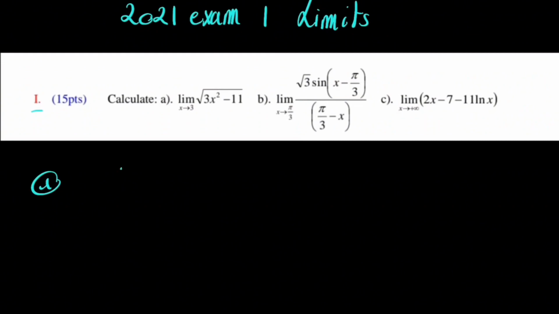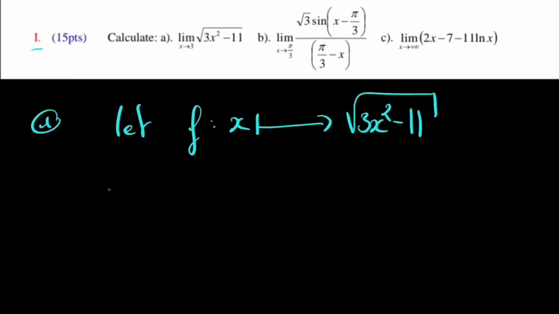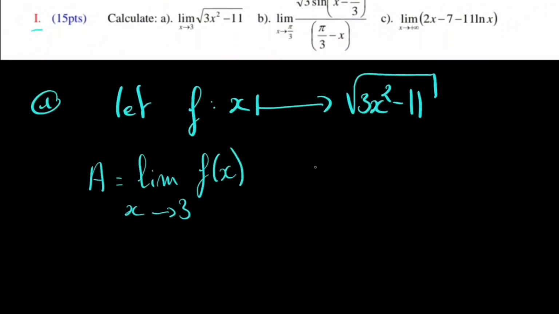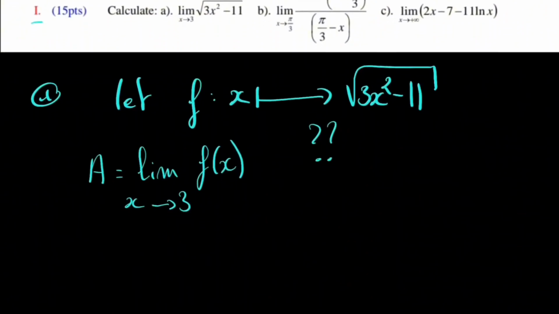we're gonna name, let f be the function under the limit. So that given x gives square root of 3x squared minus 11. So that said, we're going to try to compute a equal the limit when x tends to 3 of f of x. Okay, what is the question that we want to ask immediately?